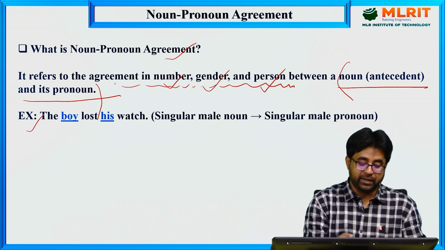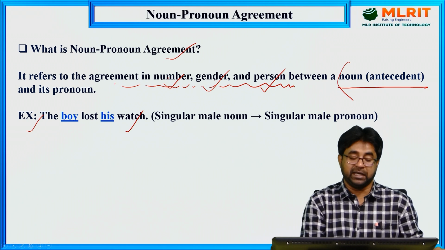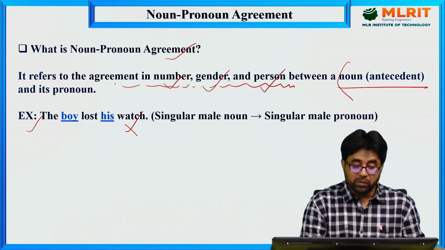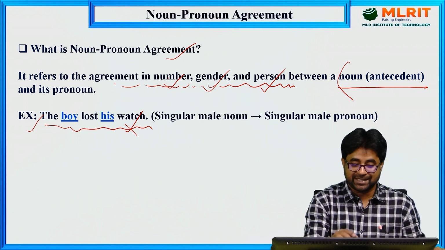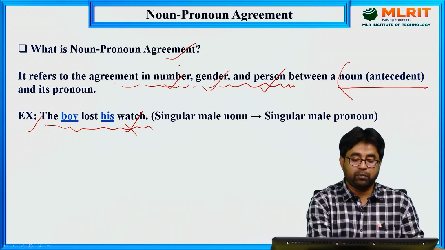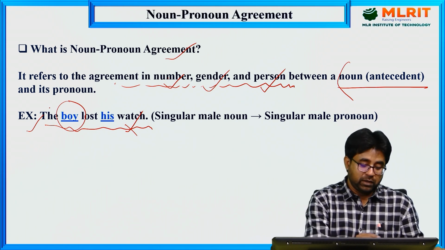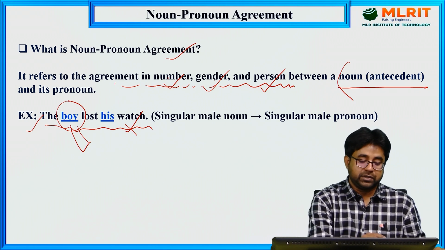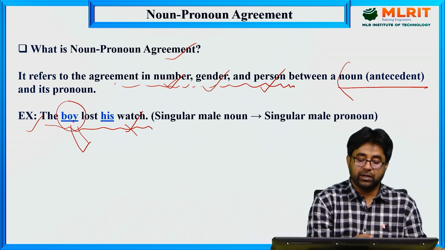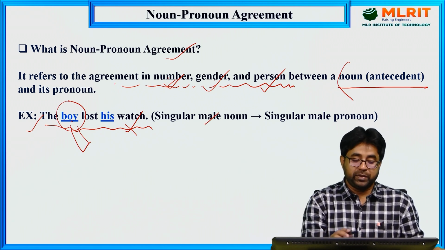See the example here. The boy lost his watch. Unfortunately, he lost his watch, but let's see how this example is actually explaining this concept. So you can see here, the boy lost his watch. So here the boy is the noun. So what kind of noun is it? It is obviously a singular noun. Okay, so number, singular. You can also check the gender, right? So what is the gender of a boy? Male.